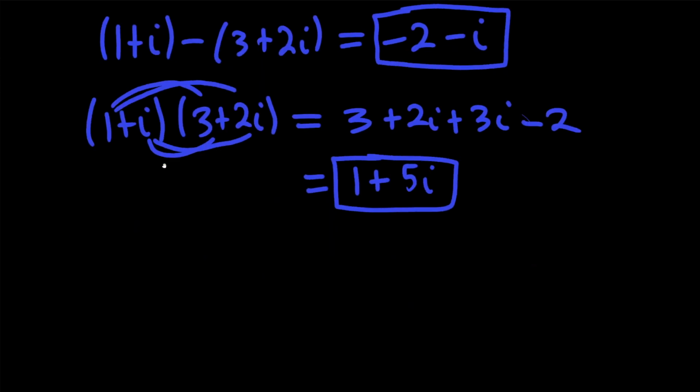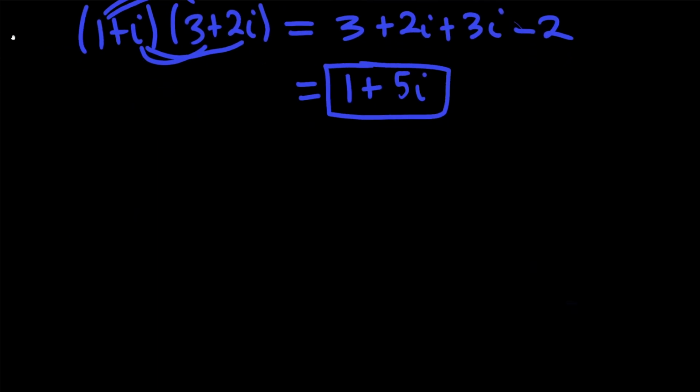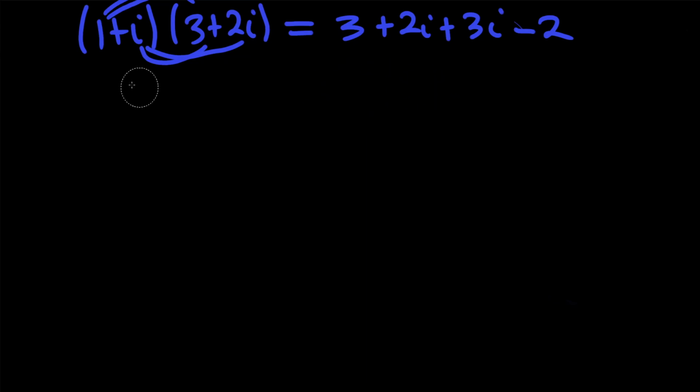Now, for the last operation, we're going to do complex division. So how can we go about dividing two complex numbers? Well, in order to do that, we need to understand the concept of the conjugate of a complex number. So what is the conjugate? Well, let's do it by example again.